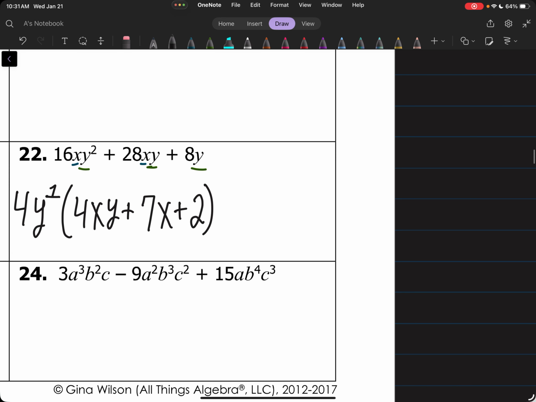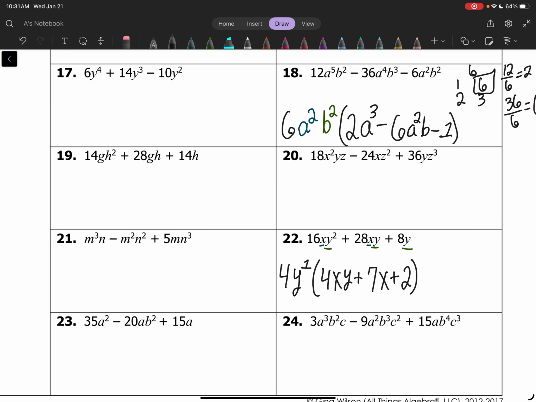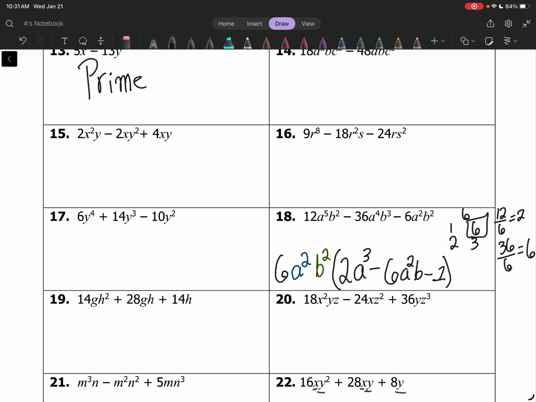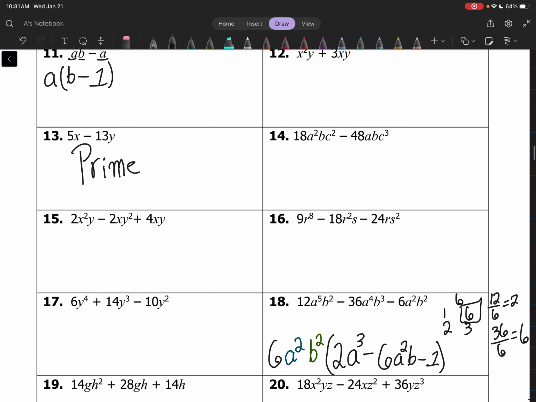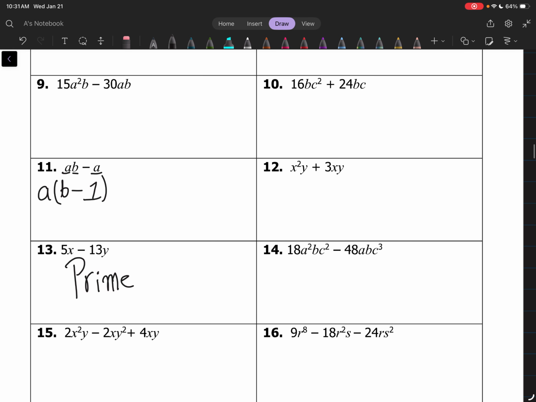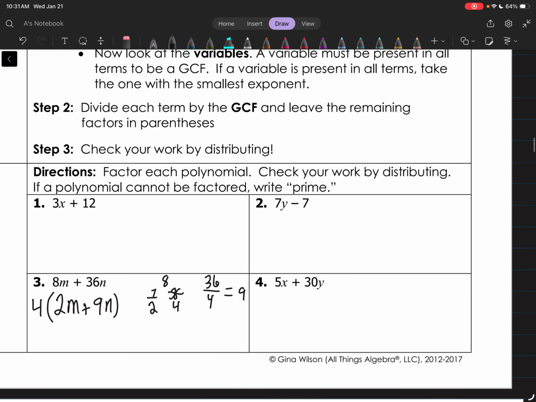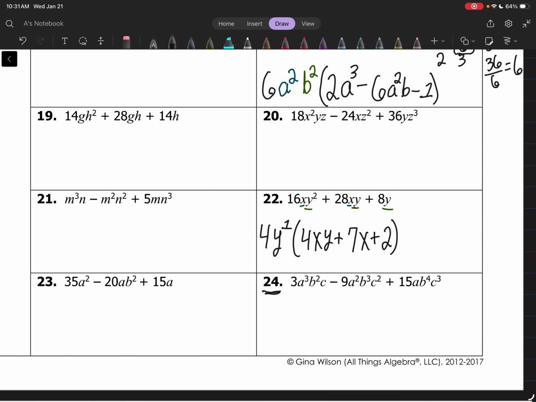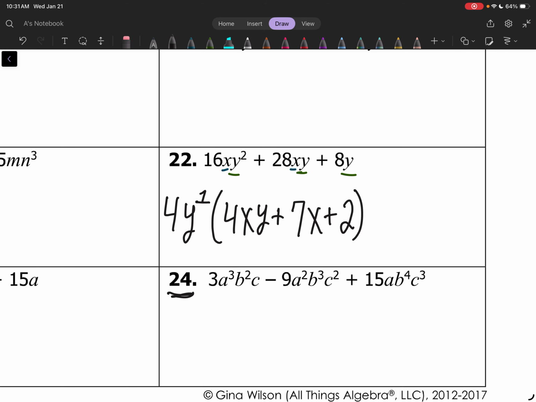Okay. Is there any more I want to do? I want to look at number 24 because I have 3 variables. All these are good, I do believe. Okay, let me do number 24 and I'll let you try the rest. Now you can use Desmos to find the GCF, but it's 3. 3 is prime, it goes into 9 and 15, GCF is 3.